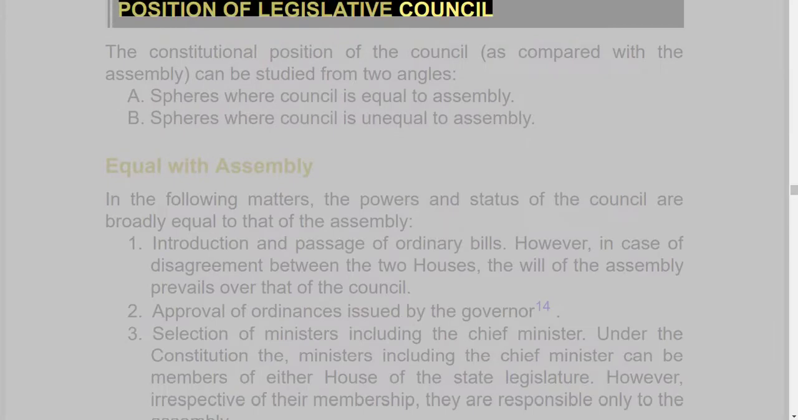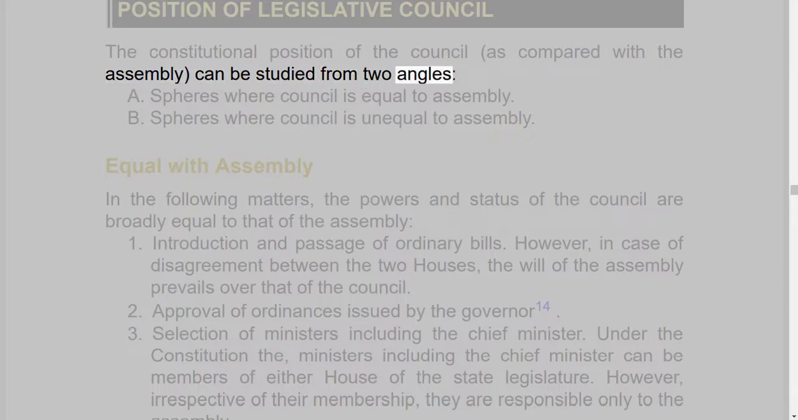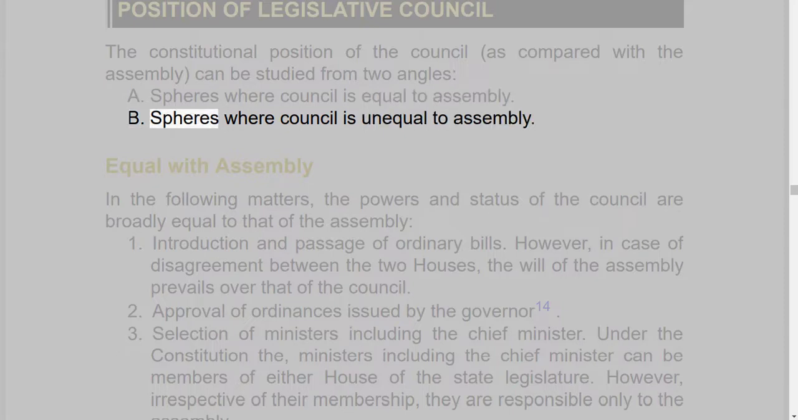Position of Legislative Council. The constitutional position of the Council, as compared with the Assembly, can be studied from two angles: A. Spheres where Council is equal to Assembly. B. Spheres where Council is unequal to Assembly.